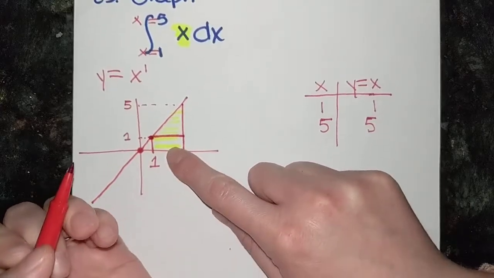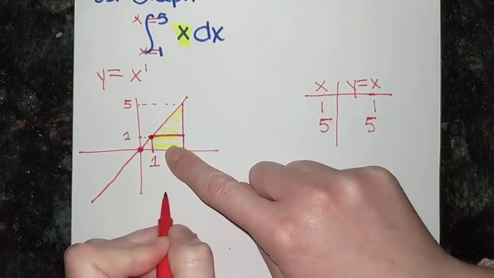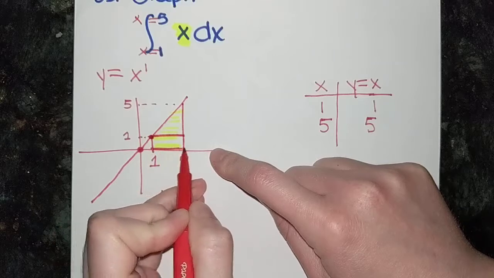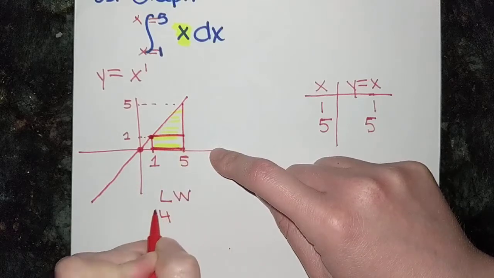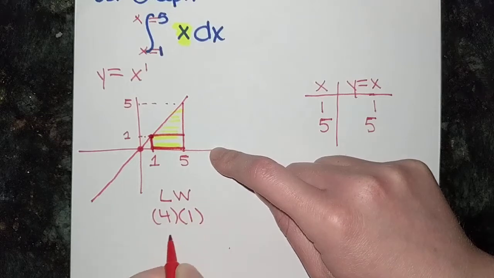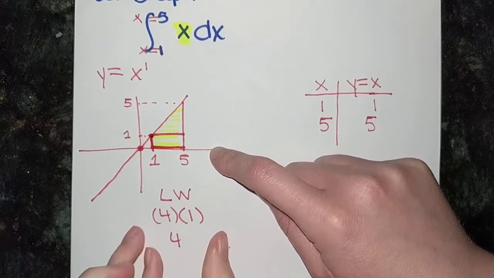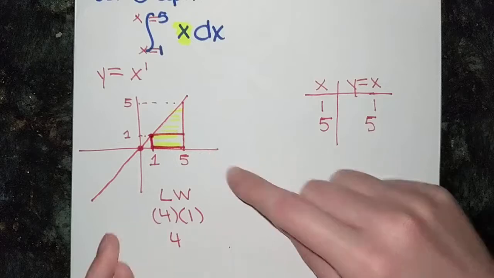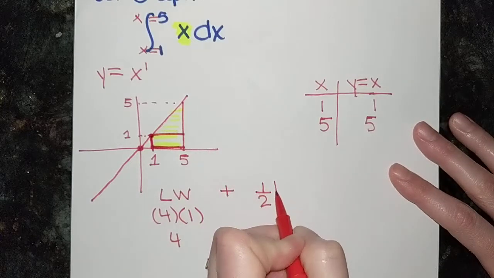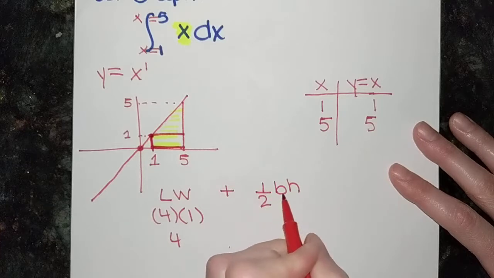So if you look at the area of the rectangle first, the area of the rectangle is going to be the length times the width. The length from 1 to 5 is going to be 4, and then the width will be 1. So you'll just have 4 times 1, and you get 4 for the area of that rectangle.